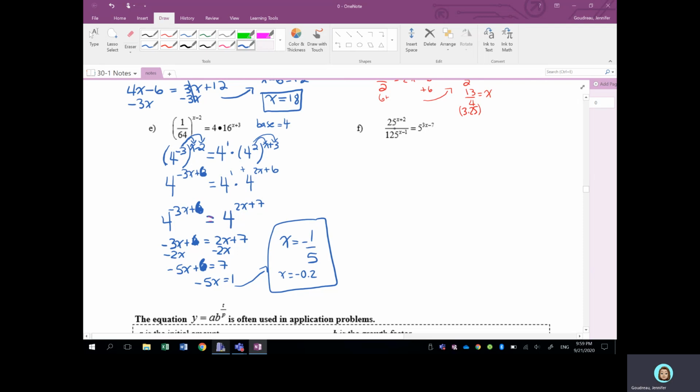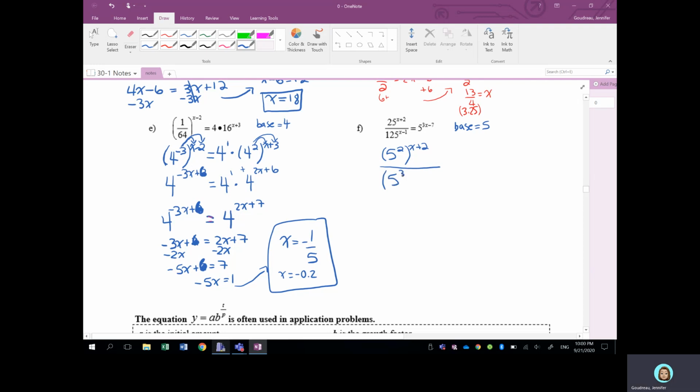But we're going to do the same thing. We're going to start at the same place we started with all of these, and that's getting everything into the same base. I have a base of 25, I have a base of 125, and I have a base of 5. And so I recognize that all of these numbers can be written as a base of 5. So 25 is going to come out, and it's going to get replaced with 5 to the power of 2. We need to leave that exponent of x plus 2 with it.